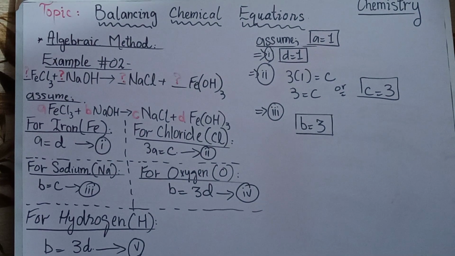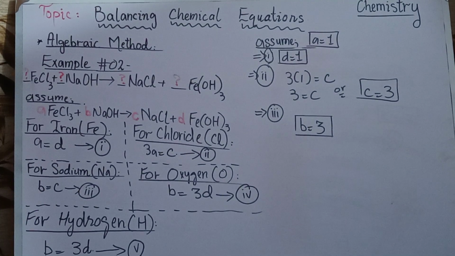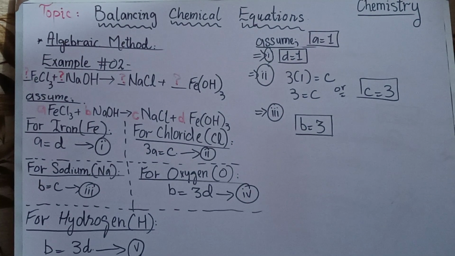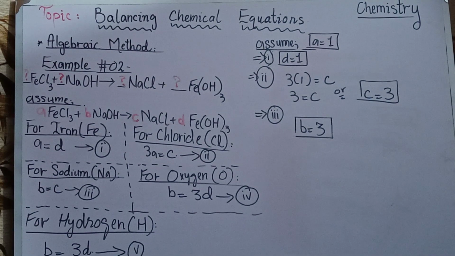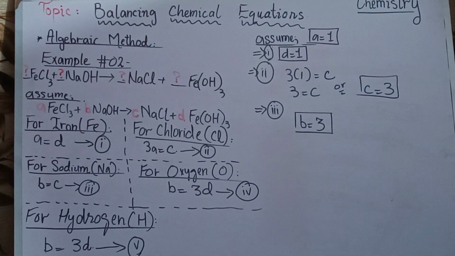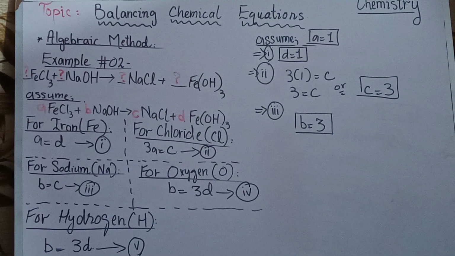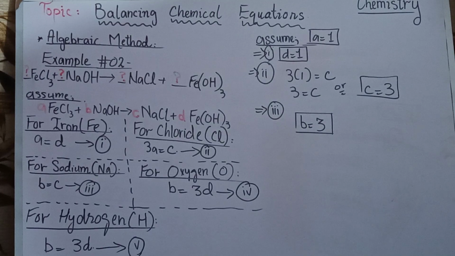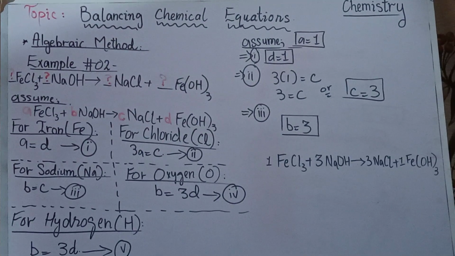Now we have all 4 values, the values of A, B, C and D. A is 1, B is 3, C is 3 and D is 1. Now we put these values on the question marks in the equation and get the answer. So the equation becomes this.